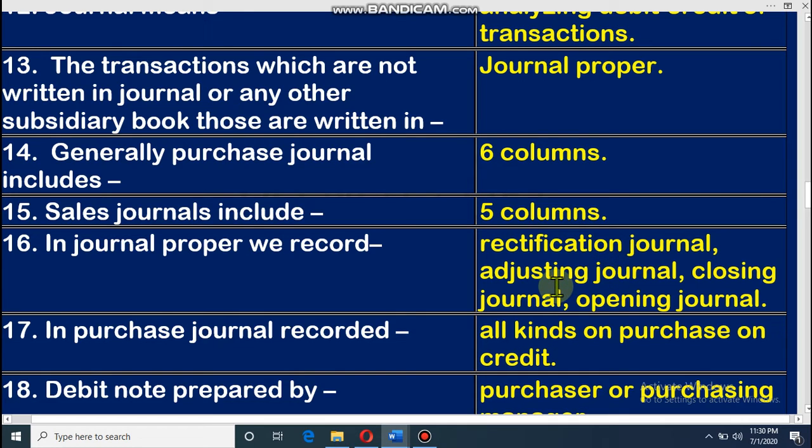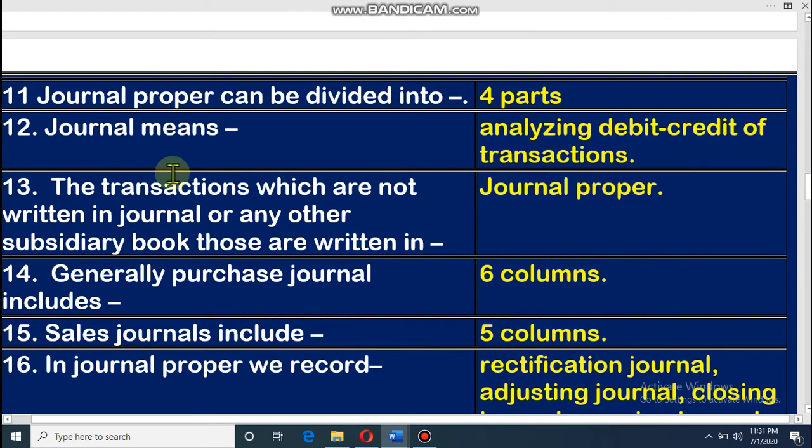Adjusting journal: at the end of the year, we have to adjust some transactions, that is adjusting journal. At the end of the year, we have to give some closing entries, that is closing journal. And at the beginning of each year, we have to give some entries from last year, that is opening journal. These are the four parts of journal proper. And journal means, dear student, analyzing the debit and credit of a transaction.